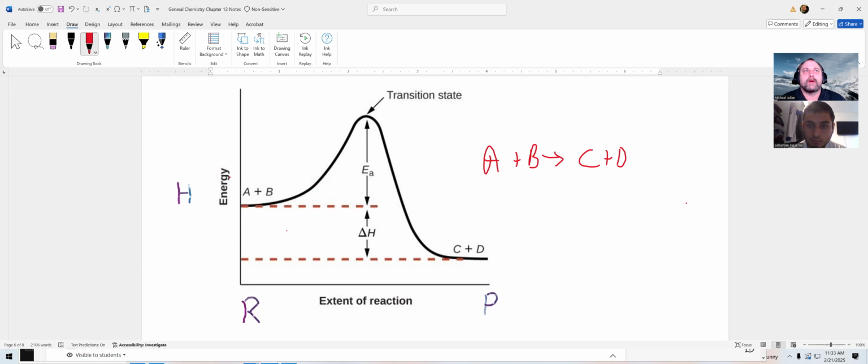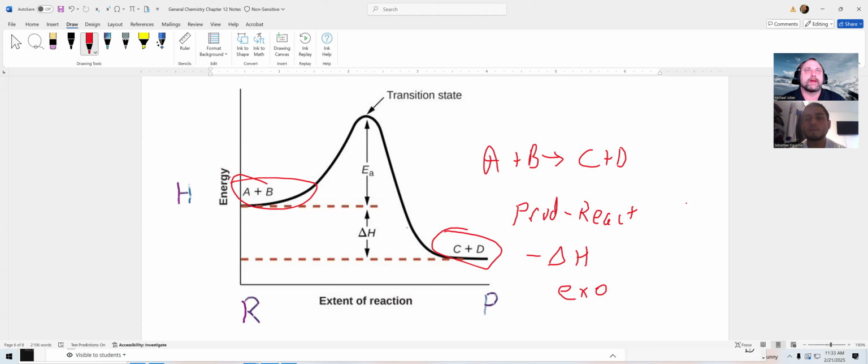Overall, if I do my products minus my reactants, this side is lower than this side, so this will give me a negative delta H. If I do the final minus the initial, that's my delta. That gives me a negative delta H. That means there is less energy trapped in the bonds, and it had to go somewhere. It went out to the system, and so this will be exothermic. The energy gets released by this overall.